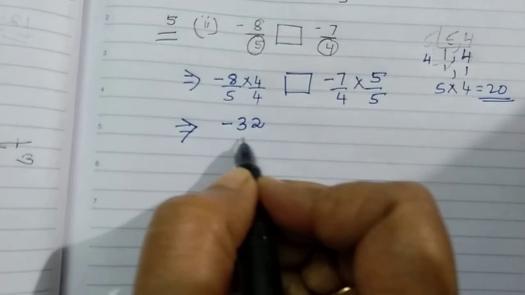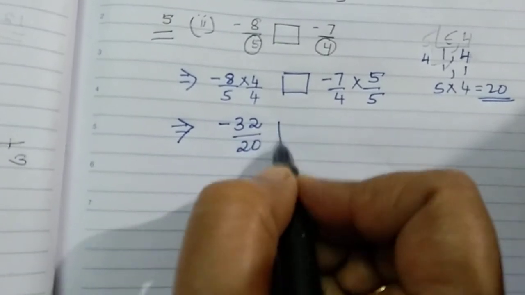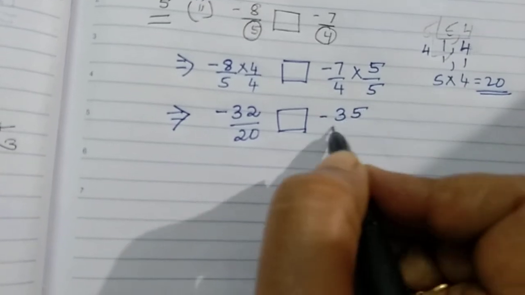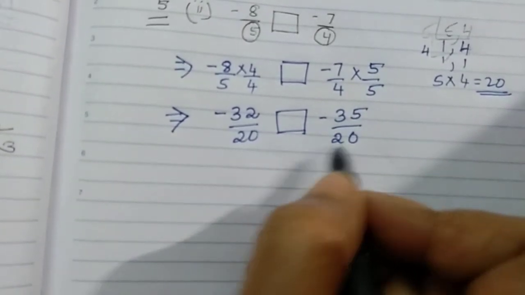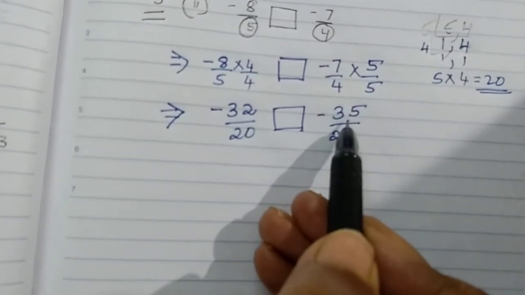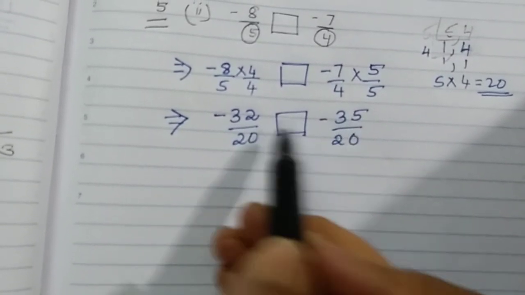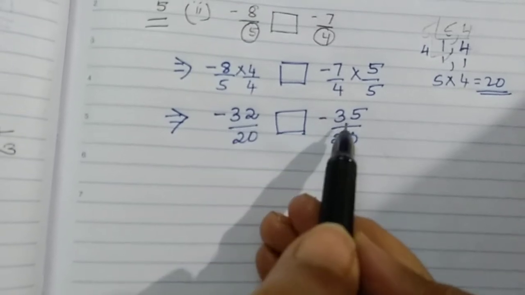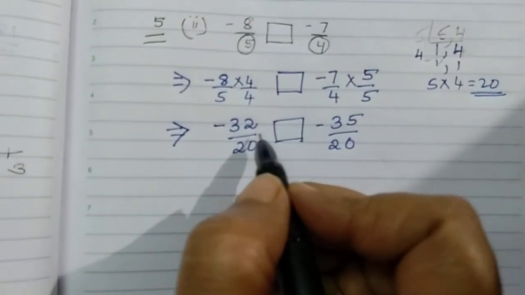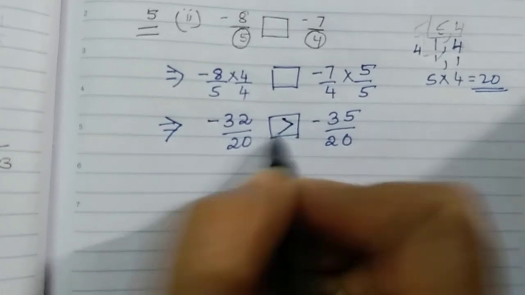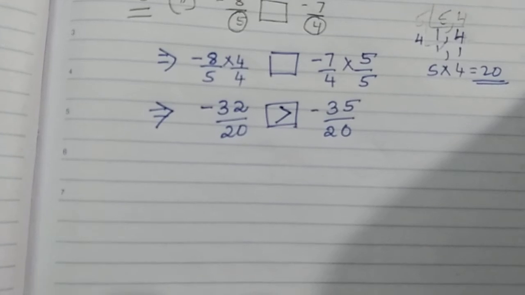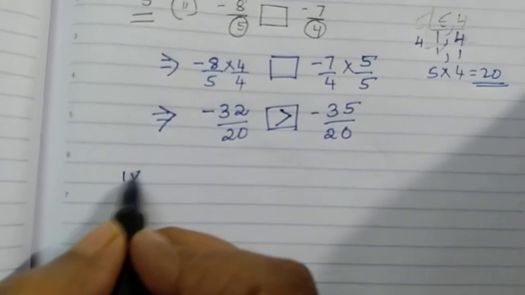So it is minus 32 by 20. I will put this sign. It is minus 35 by 20. Now it is easier for me to compare. Now which is bigger, minus 32 or minus 35? If it is a negative number, then minus 32 is greater than minus 35. I hope you know that. So minus 32 is greater than minus 35. Did you understand?